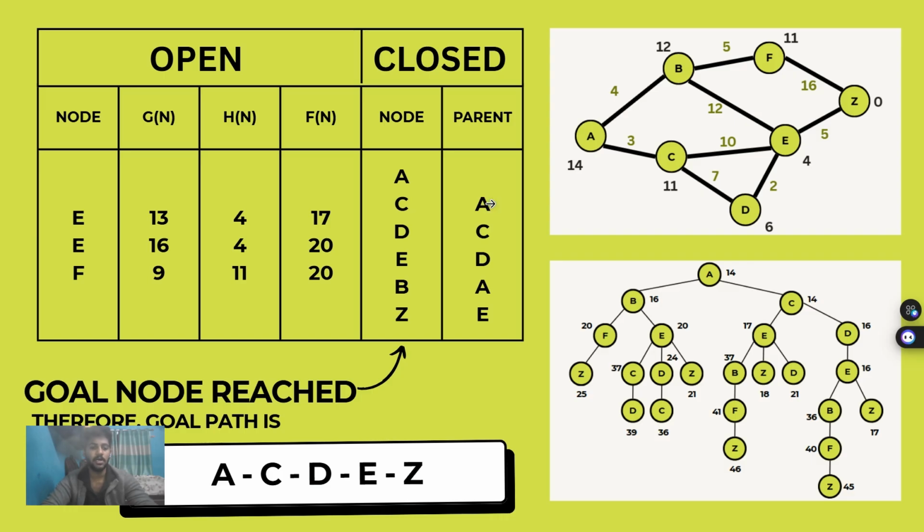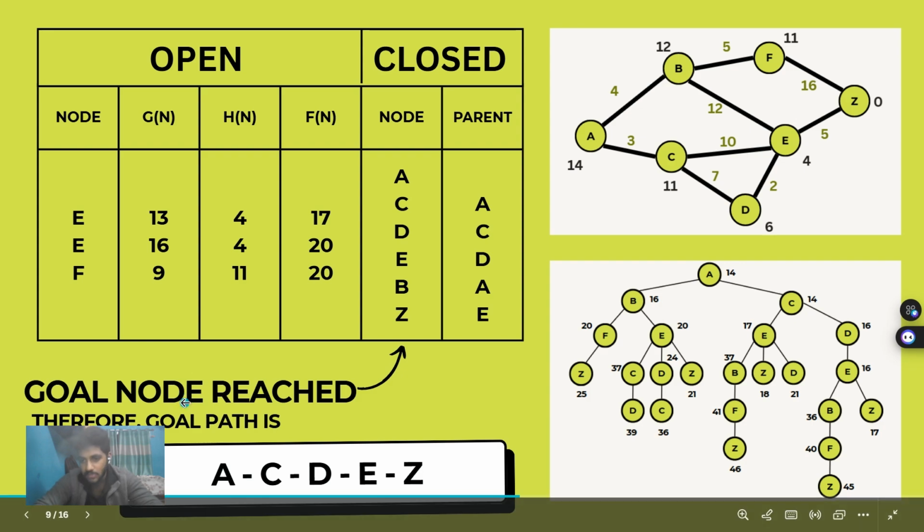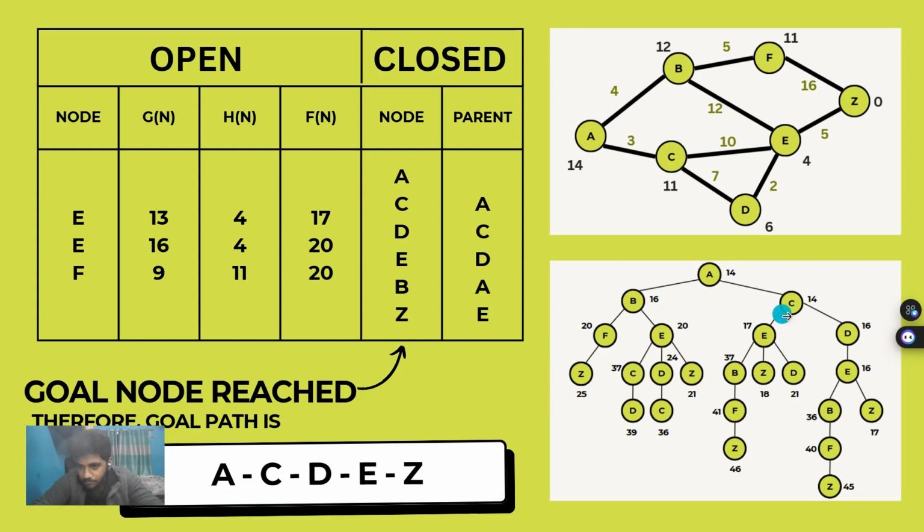So we will be finding our shortest goal path with least f of n value, which is nothing but A, C, D, E, Z, which is this path, which has the least f of n, and it is the shortest and an optimal path to go from the start to the goal node.